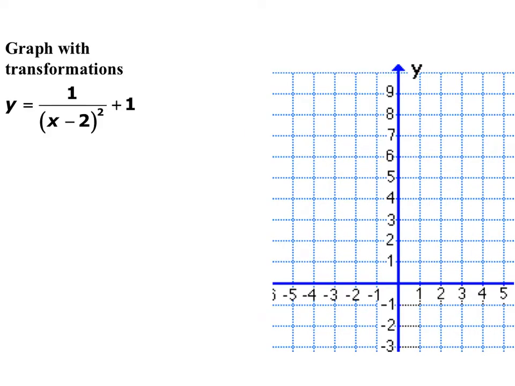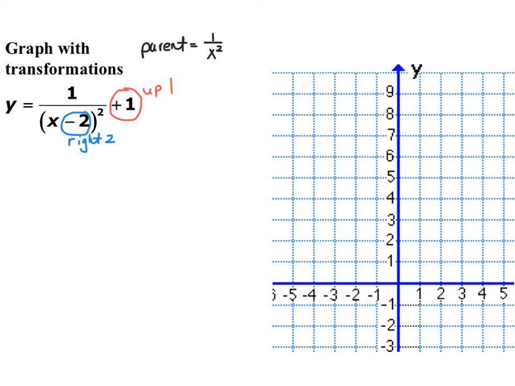So now we want to graph this function y equals 1 over x minus 2 quantity squared plus 1 using transformations. Real quick, I want you to pause the video and write down what is the parent function and what transformations have been done to it. So your parent function is 1 over x squared, and you have a plus 1 on the end that moves the whole function up 1, and you have a minus 2 attached to your x, which moves the whole function right 2.